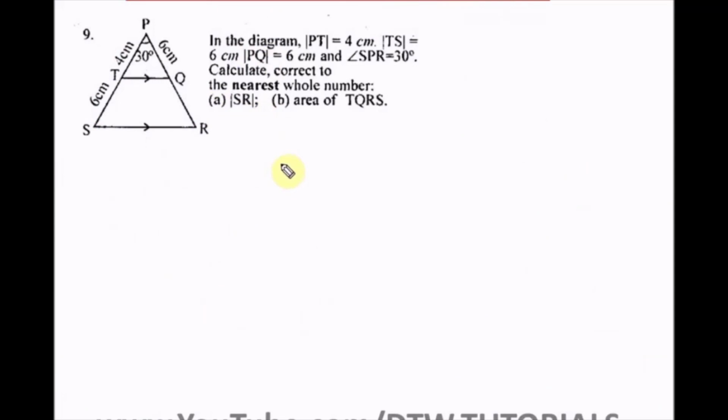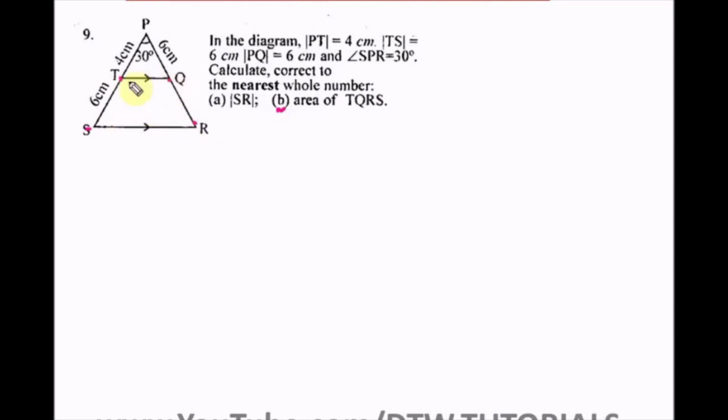Question 9B of the WAEC 2018 Mathematics theory question. It says in the diagram PT is what? 4 centimeter, TS is what? 6 centimeter. Okay, that's TS 6 centimeter, then PQ is 6 centimeter, then our angle is what? 30 degrees. All right, correct to the nearest whole number. We found 9A. Now it's 9B. It says what? The area of what? TQRS. That's this area TQRS. Okay, so we have to find this area.